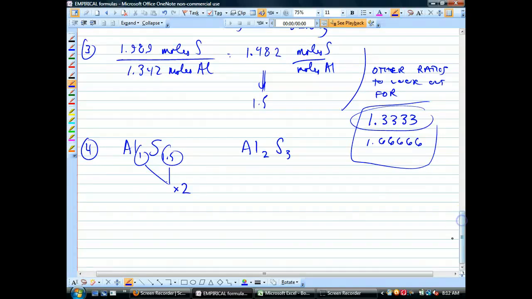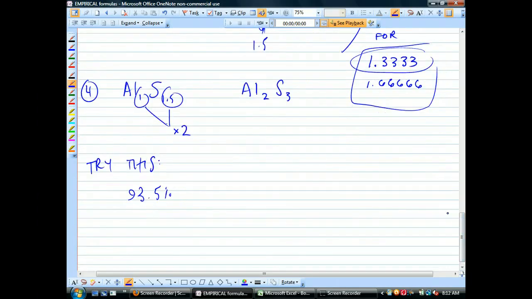Let me give you one to try. Try this one. Let's see. 93.5% niobium and 6.50% oxygen. What is the empirical formula?